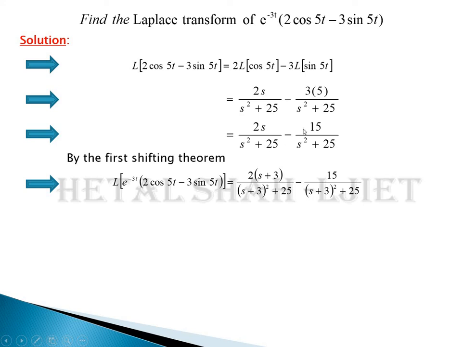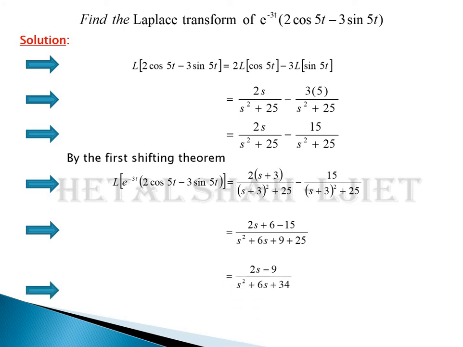Whenever you have s in the answer, you have to put s plus a. So your a is 3. So 2 into s plus 3 minus 15 upon s plus 3 the whole square plus 25. Similarly, s plus 3 the whole square plus 25. Okay, by simplifying we get this answer. So this is our final answer.